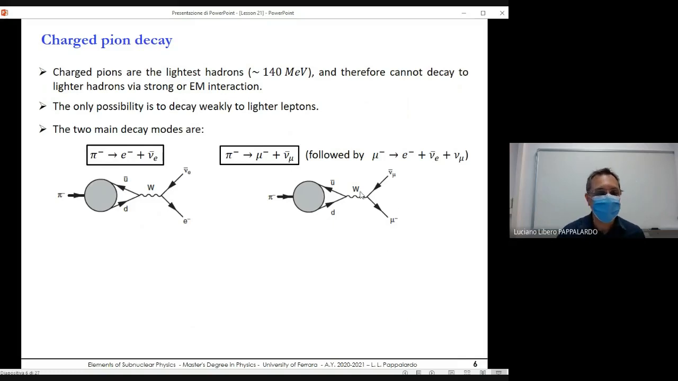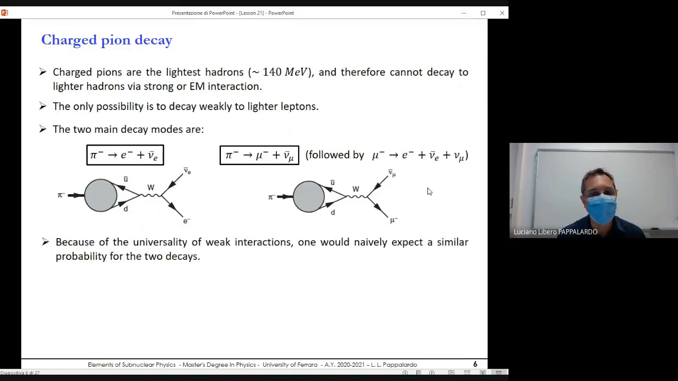And you see here the two diagrams. The first vertex is the same, it is a u-bar d. Then we have the W, and then we have the second vertex, which in one case is the electron neutrino, in the other case is the muon neutrino. Clearly, the pion can never decay into a tau lepton because the tau lepton is much heavier, so energy would not be conserved in the decay. So let's now compare these two decays.